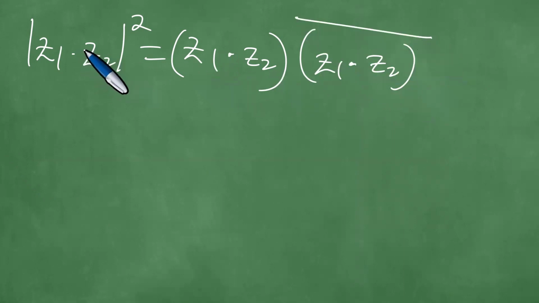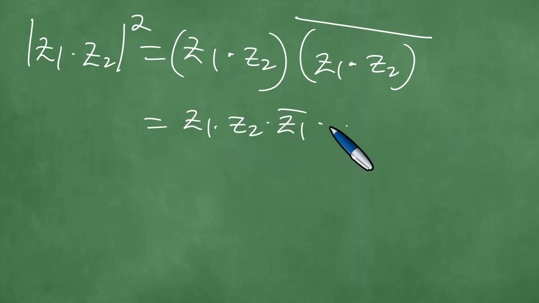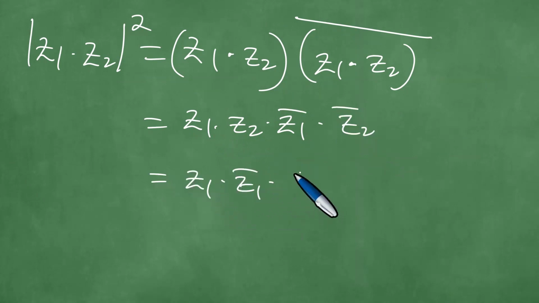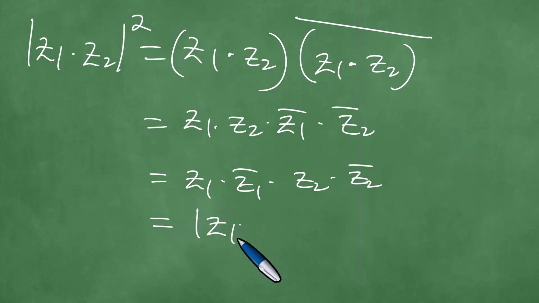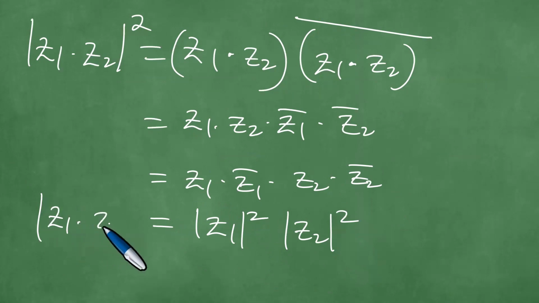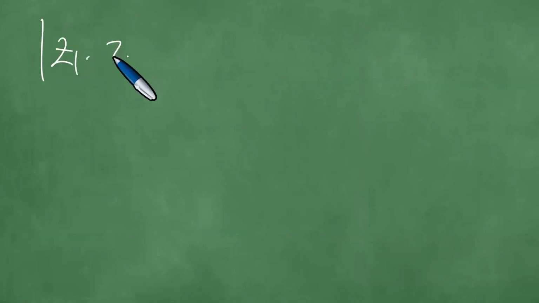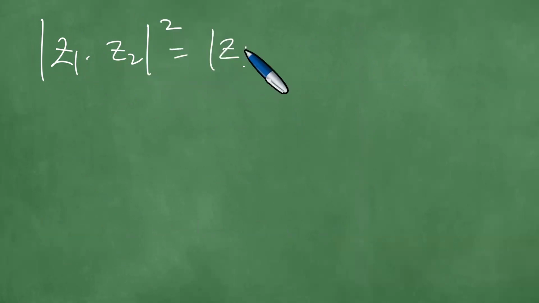So the square of a complex number is the same as that complex number times its complex conjugate, which is Z1 Z2 times Z1 bar Z2 bar, which is Z1 Z1 bar Z2 Z2 bar. What is Z1 times Z1 bar? We've already seen that this is the modulus squared of Z1, times the modulus squared of Z2. So the modulus of Z1 Z2 squared equals the modulus of Z1 squared times the modulus of Z2 squared.